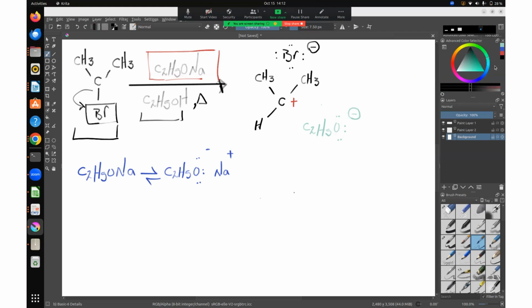Now, what we may end up here is this, that we say that, okay, now we have a very strong Lewis base. It is very strong because it carries 3 lone pairs of electrons and is fully negatively charged. Then what do we expect is that the nucleophilic attack happens and we form an ether there.